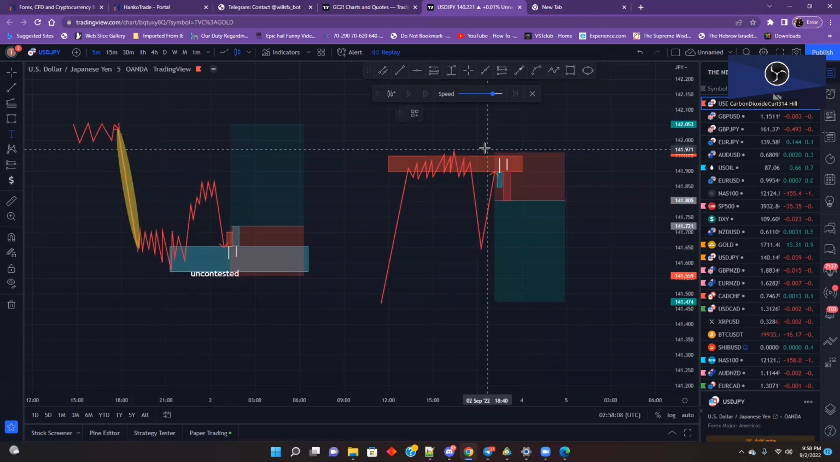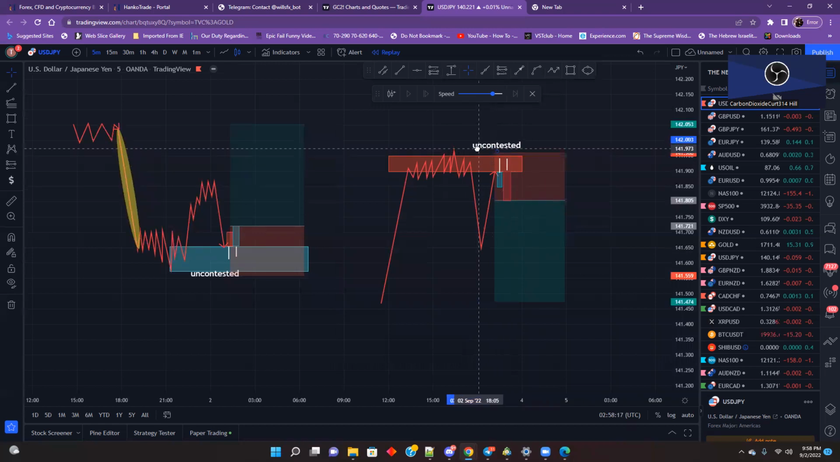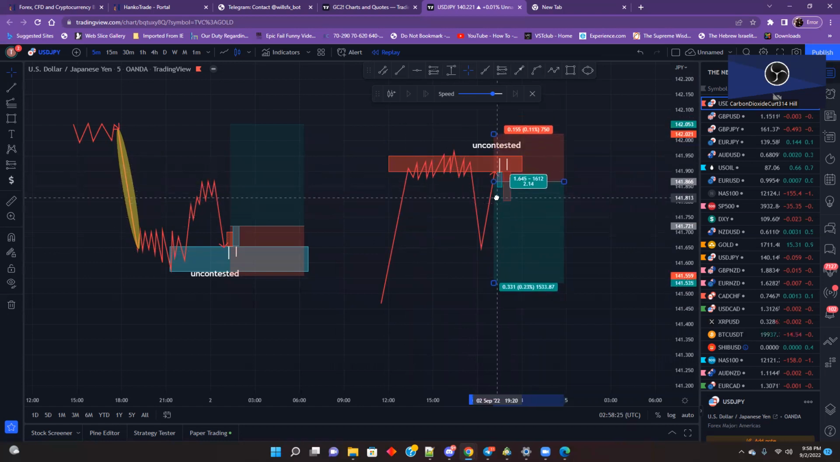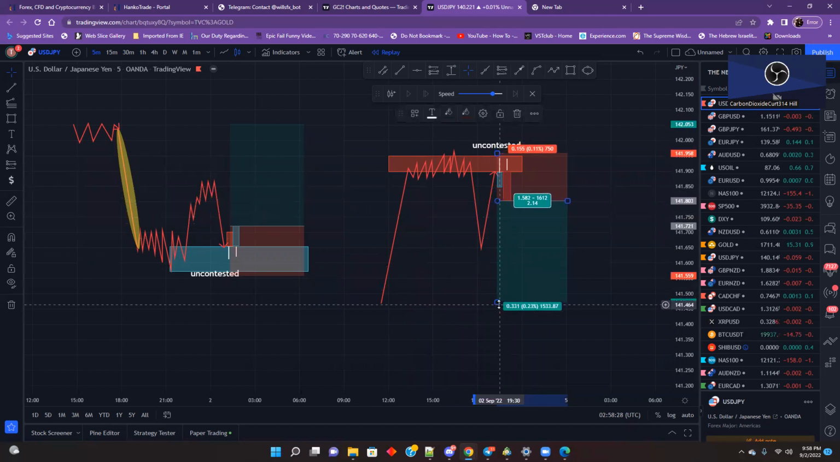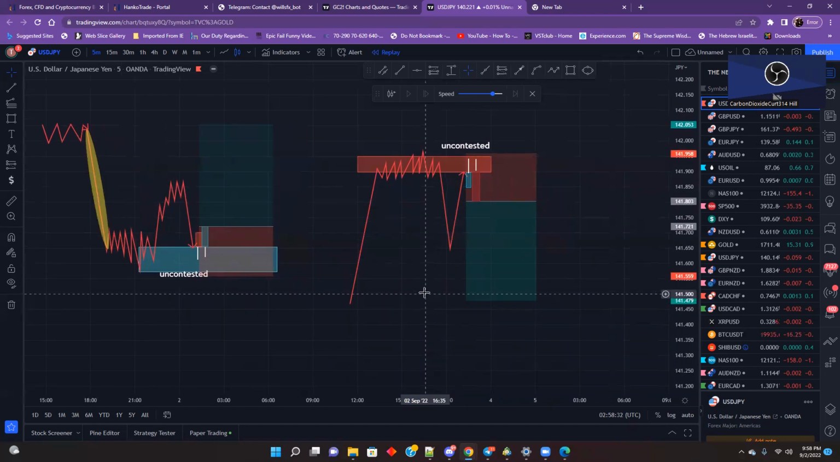Uncontested. We want uncontested. It created the supply, created an uncontested supply zone. We either get in aggressively, or get in on the break, or put the limit in, and we take it to wherever it needs to go. That's what we want to do.